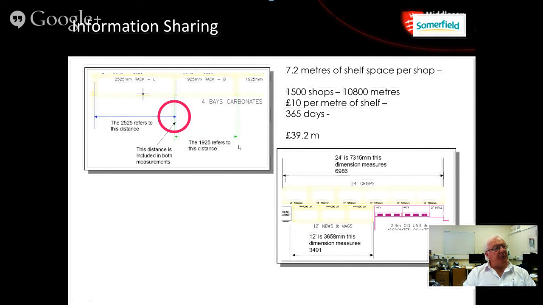Now, I know that's stretching the point, but you do get my point. That's bad coordination, and it's leading to problems. Here we've got 24 feet of crisps shelves. 24 feet is 7,315 millimeters. But in actual fact, when we ran a dimensioning command over that distance, it measured 6,986.